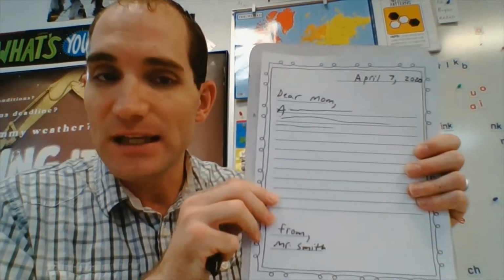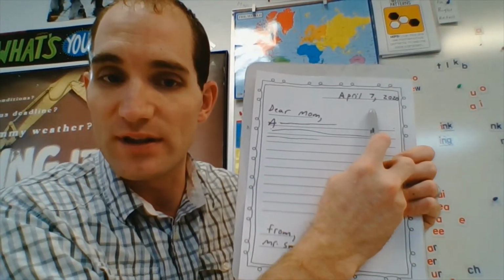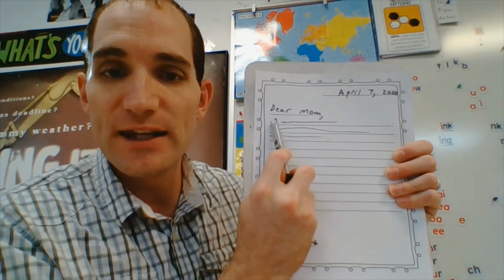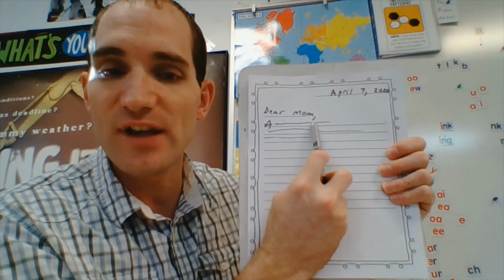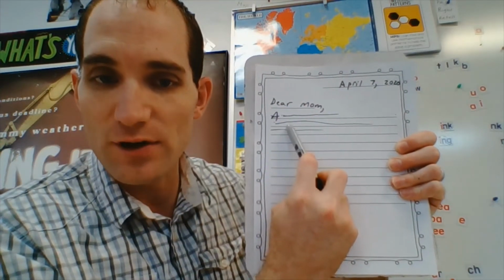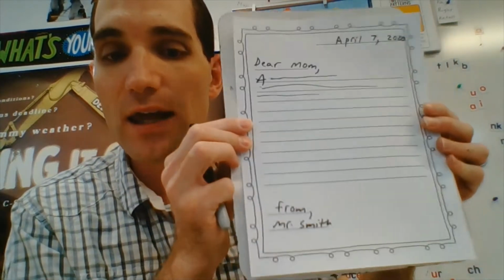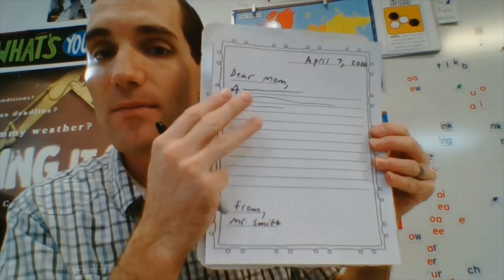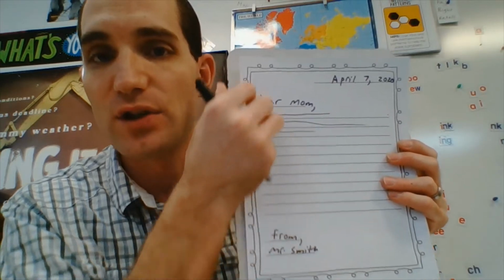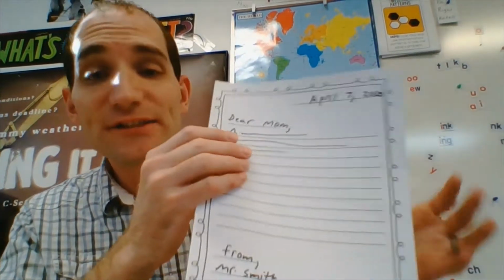But I like this template because it reminds you the date goes at the top on one side, dear person, comma, goes on the other side. You skip to a new line to start the letter. When you're done, you do an ending, comma, and your name to end the letter. So we need to learn letter writing format in second grade. We've done it before, but I want to come back and review it with you so you remember how to do it.